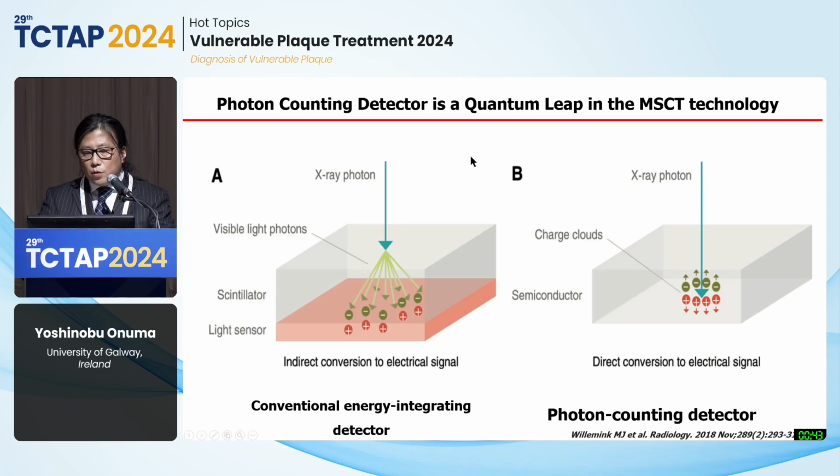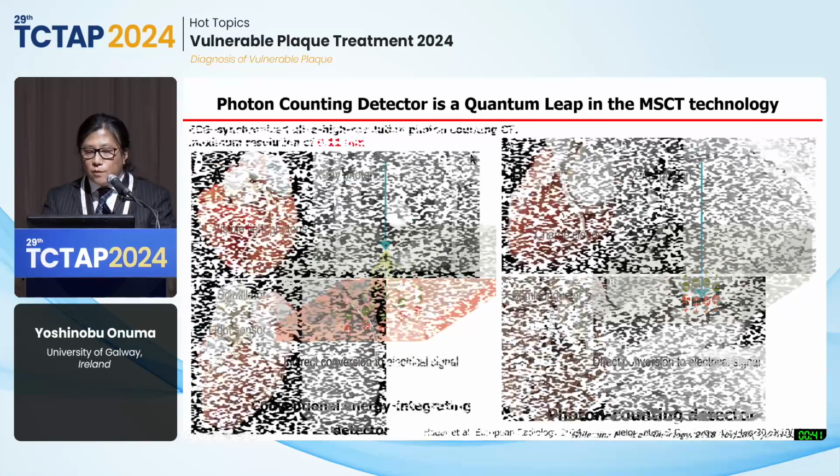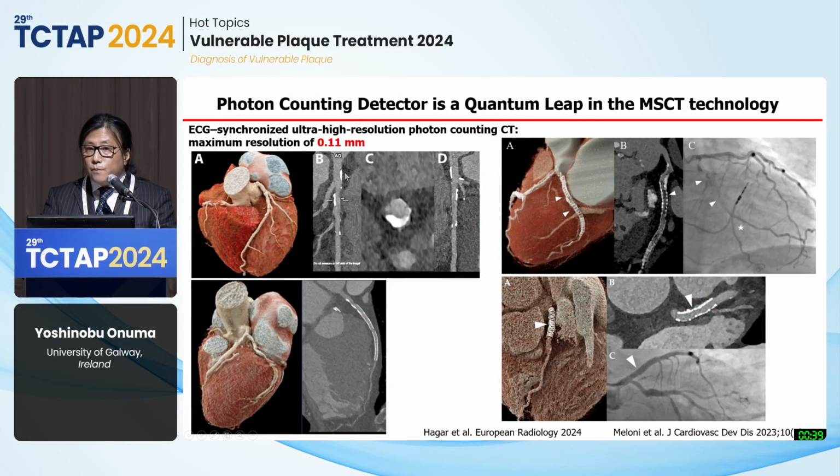The next step is probably photon counting. This is a new technology on CT, and it's a quantum leap. You can really see the significant improvement in the quality of the images. The maximum resolution is 110 micron. You can see the calcium or the stent without significant blooming artifact.